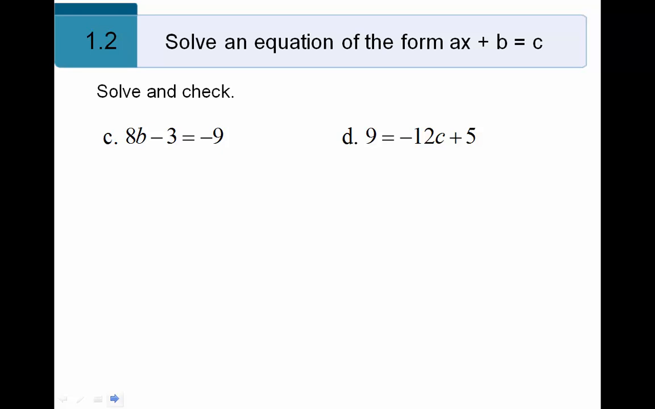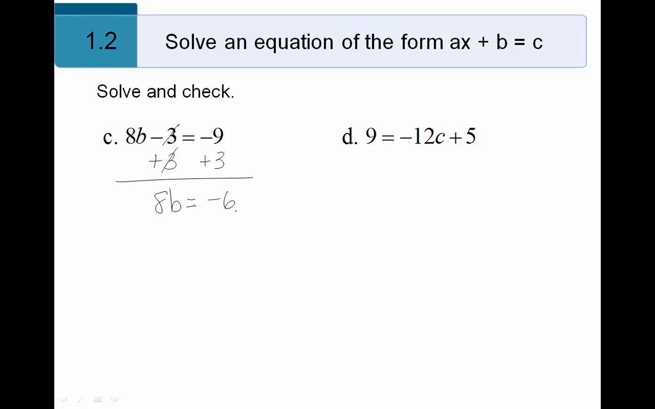As in the previous examples, there is a single variable in this equation, so we'll leave it on the side in which it is. We'll leave the 8b on the left-hand side. To get 8b by itself and move the numbers to the opposite side, we need to get rid of that negative 3, and we'll do so by adding 3 or putting a positive 3 on both sides. That cancels the 3's and leaves us 8b equals negative 6.